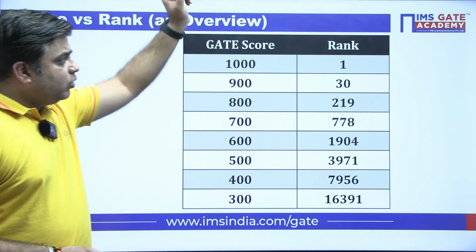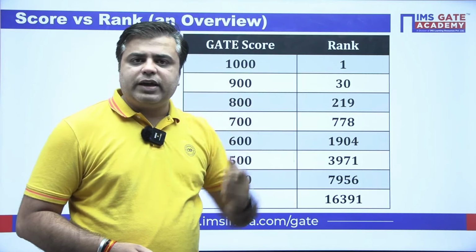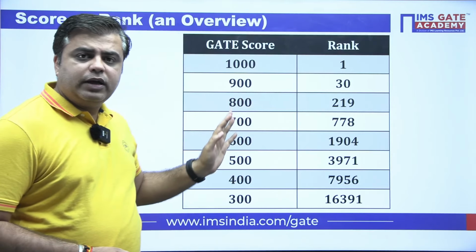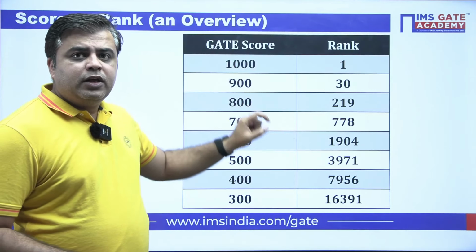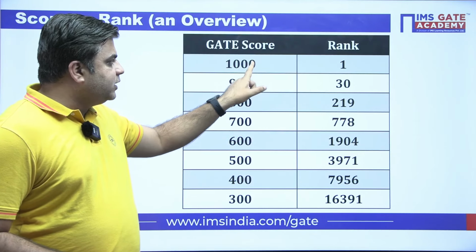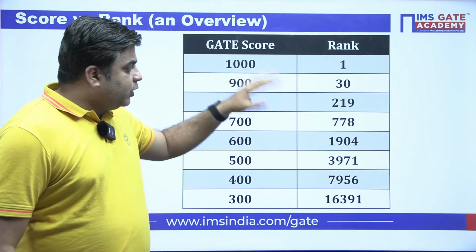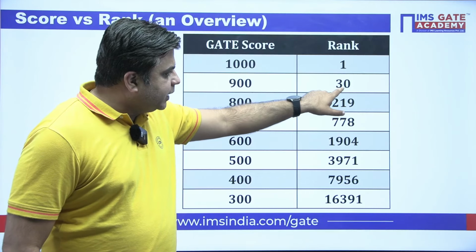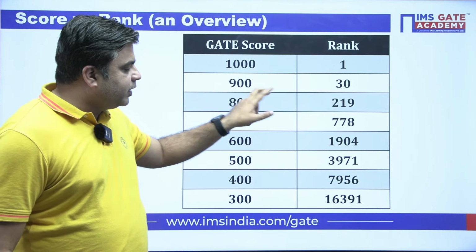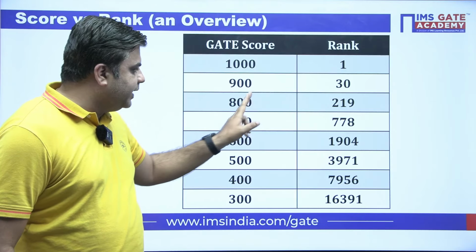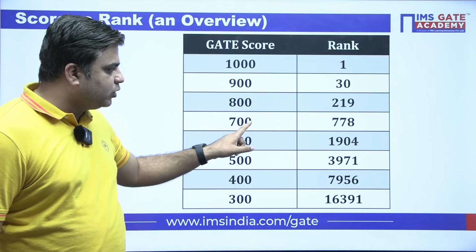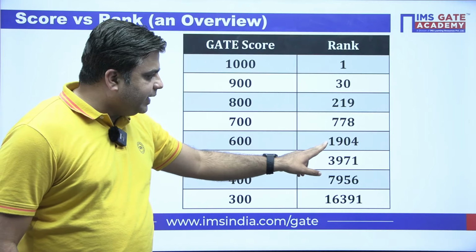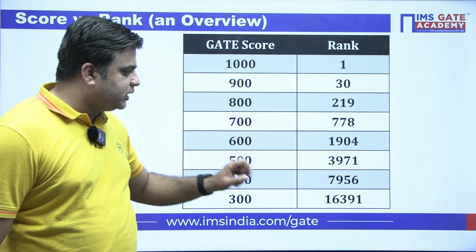If I talk about how much rank you can expect and how much you need to score, this is just for an idea. For AIR 1 you will have a GATE score of 1000. Last year, AIR 30 had a GATE score of 900. AIR 219 had a GATE score of 800. AIR 778 had a GATE score of 700. AIR 1904 had a GATE score of 600.